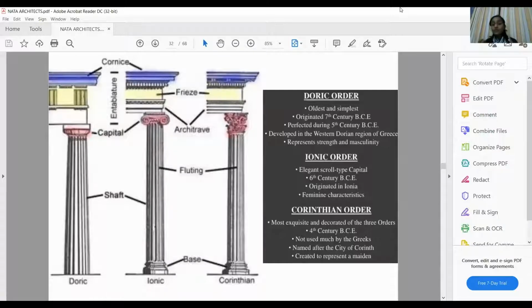Whereas when it comes to your Corinthian order, it is the highly decorated one. So this could be another important question for you guys: which is one of the most decorated orders seen in Greek architecture? It was mainly the Corinthian order, where it consists of a base, shaft, and the capital design was mainly with the use of the acanthus leaf. Okay, so this is one point that you need to remember. So these are the differences between the three orders and how they were used in each of the temple constructions, etc.